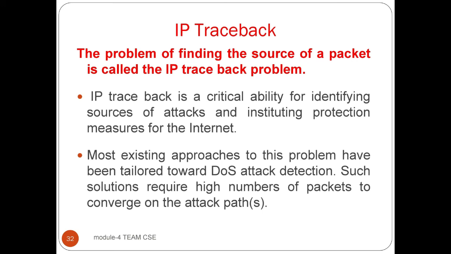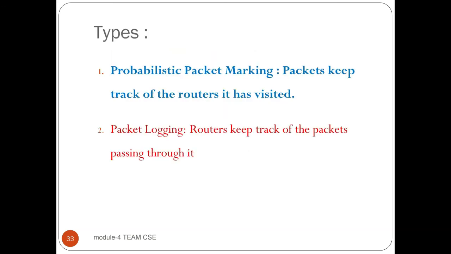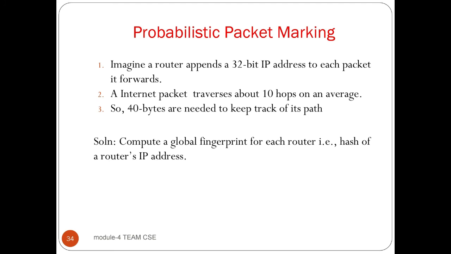Next slide, please. There are two types of IP traceback. Probabilistic packet marking: packets keep track of the routers they have visited. Packet logging: routers keep track of the packets passing through them. Probabilistic packet marking is the first one.